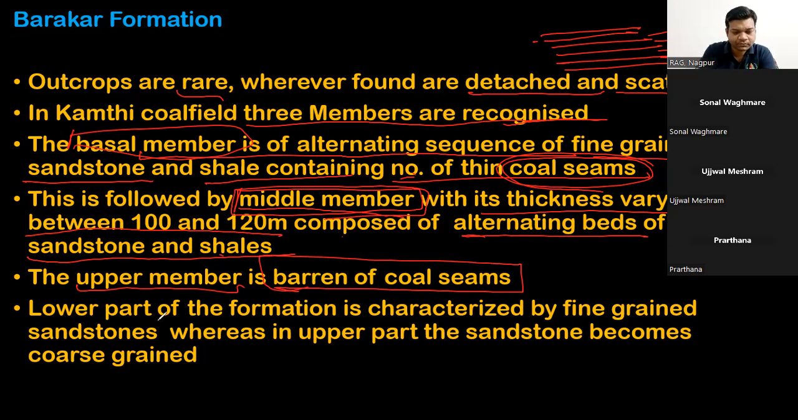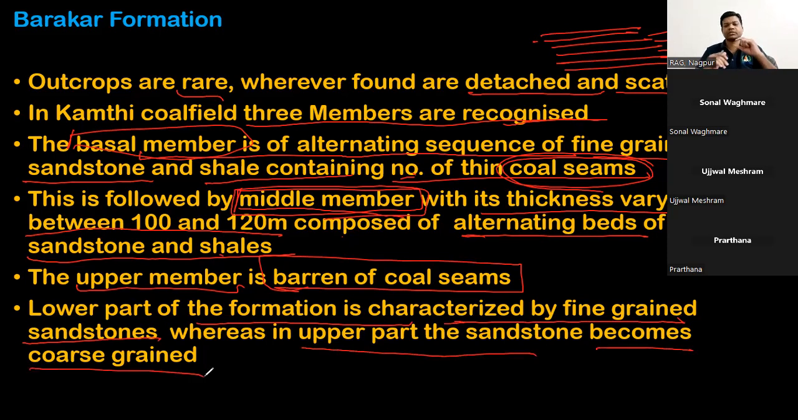The lower part of the formation is characterized by fine grained sandstones, whereas in the upper part the sandstone becomes coarse grained. So starting from finer grain, in the upper part we have coarser grain. There might be reverse grading of the sandstone.